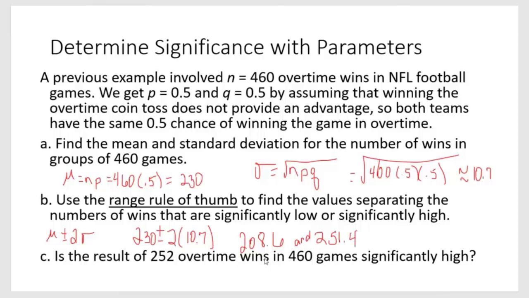So is 252 overtime wins in 460 games significantly high? Well, 252 is bigger than my upper limit of 251.4. So yes, it is significantly high.